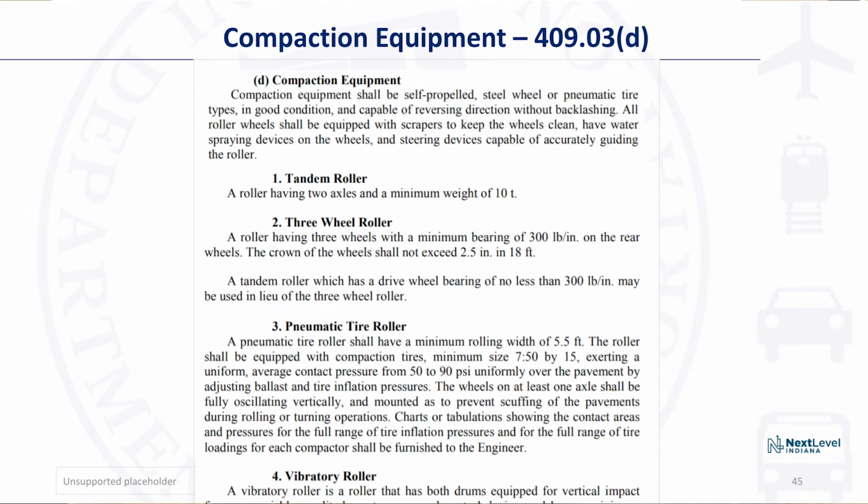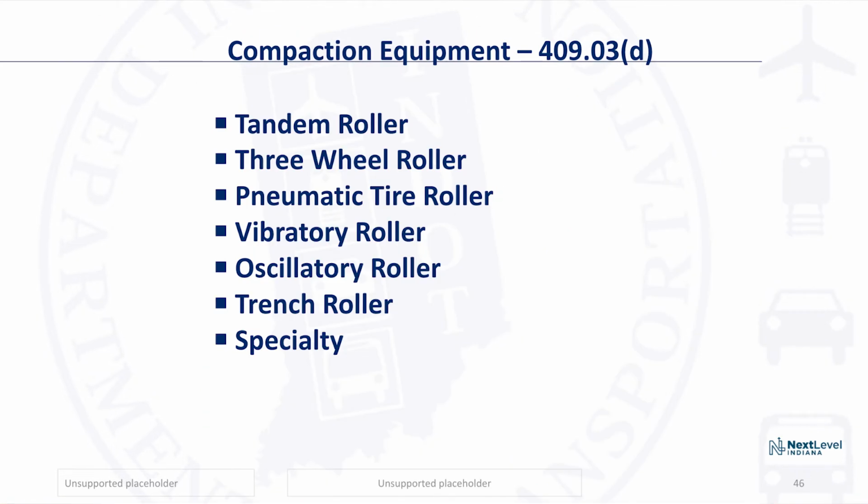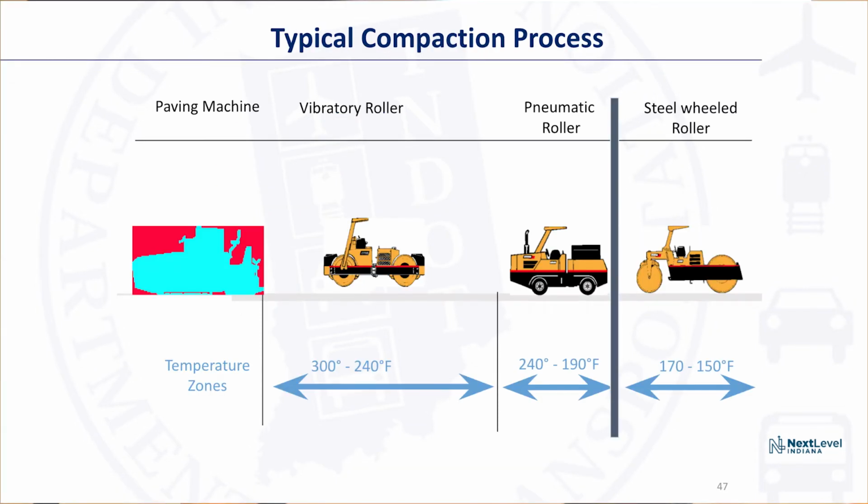So we've talked about hauling equipment, laydown equipment. We also have requirements for the compaction equipment. All these are in the spec. Tandem rollers, 3 wheels, pneumatic, vibratory, oscillatory. I don't know if I've ever seen a trench roller when I'm out in the field, but I'm sure they're still used. And then there's other specialty rollers that are described. Here's, for those who haven't seen it before, a typical paving train, or roller train, I should say.